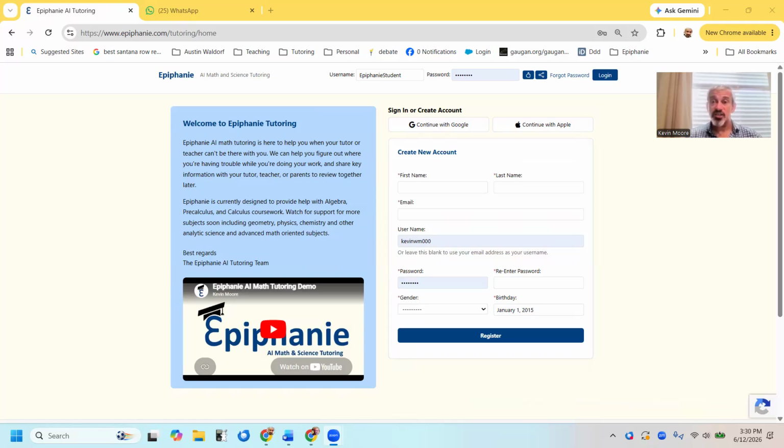This session is designed for both students and teachers to show how the entire interaction works and how it can help both students in finding issues as they come up and teachers in understanding where their students are having trouble. Let's start by logging in.